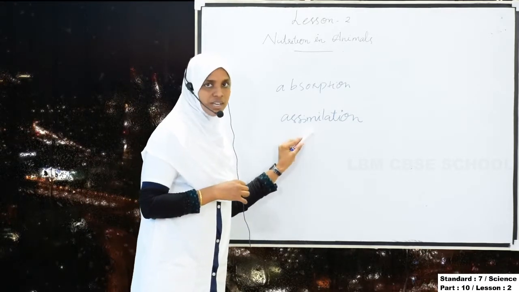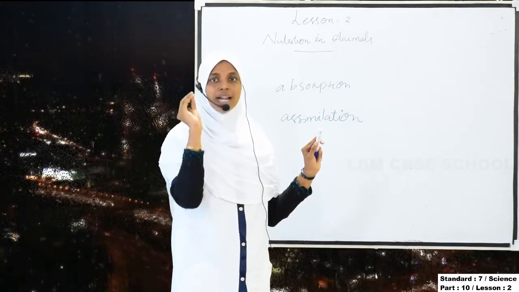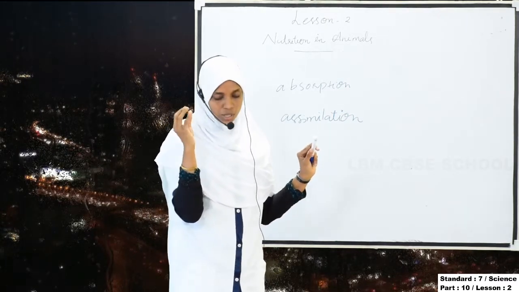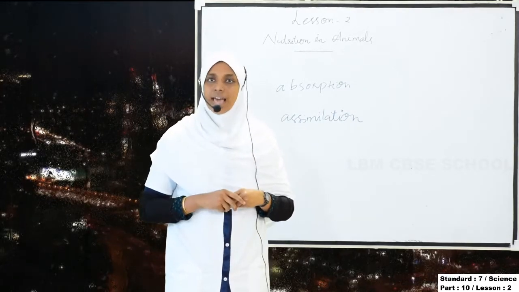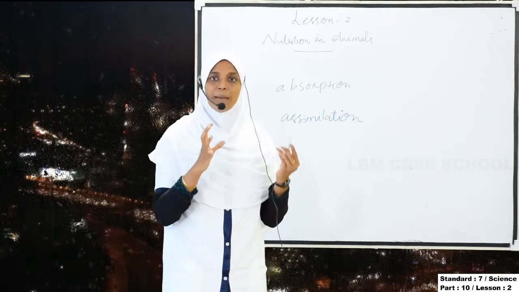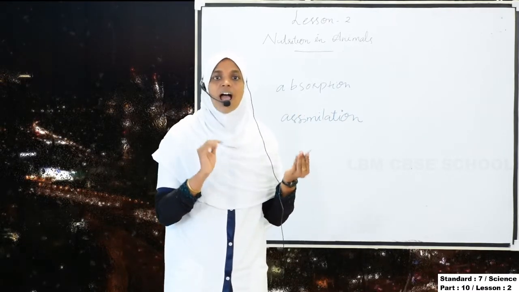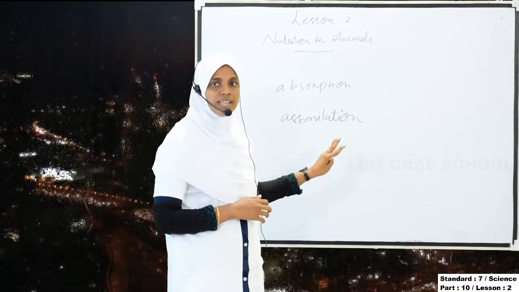After assimilation, in the small intestine there will be some undigested and unabsorbed food, and that reaches the large intestine. So in the next class we will discuss the large intestine: what happens to the undigested and unabsorbed food in the large intestine. Okay, so this is about the small intestine.